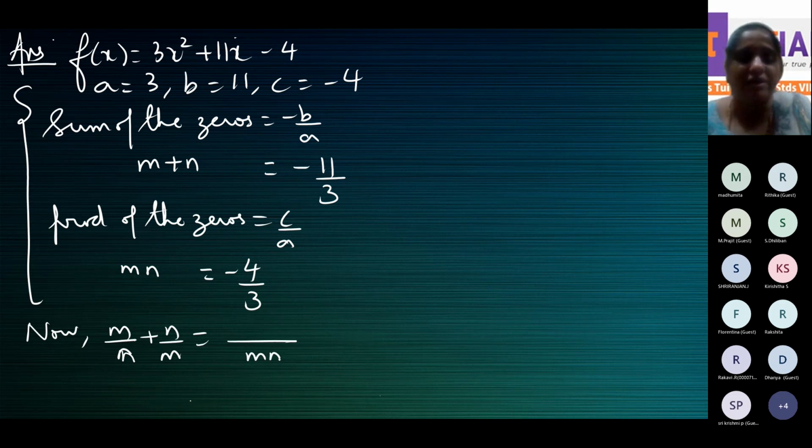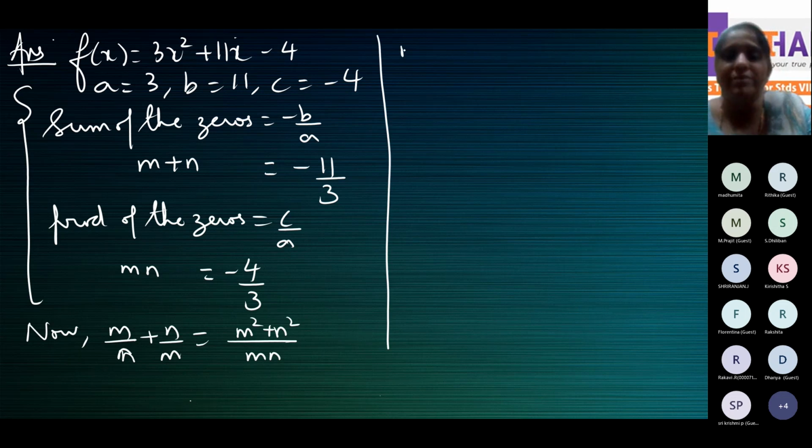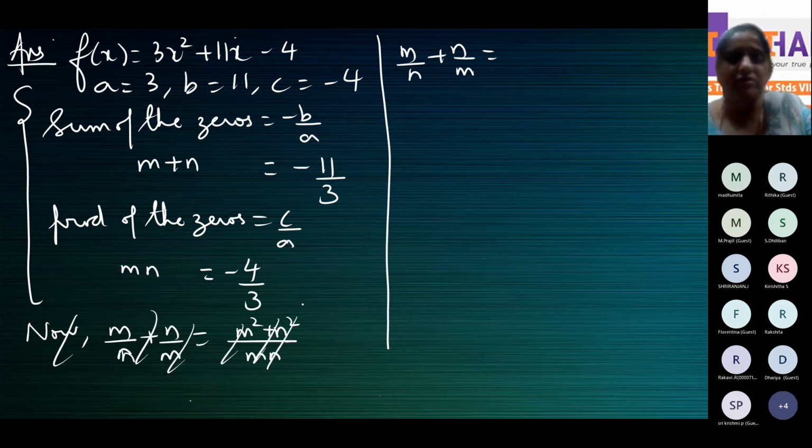Common denominator mn. So you'll get m square plus n square in the numerator. So m by n plus n by m is equal to m square plus n square. That step only, I'm writing it here.